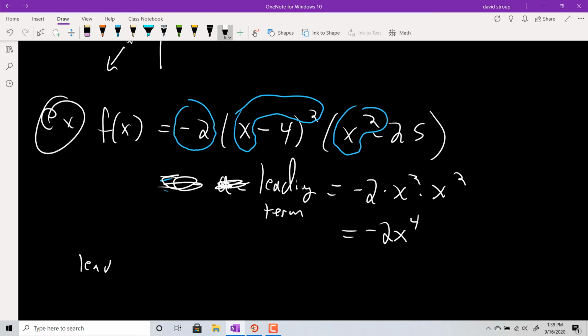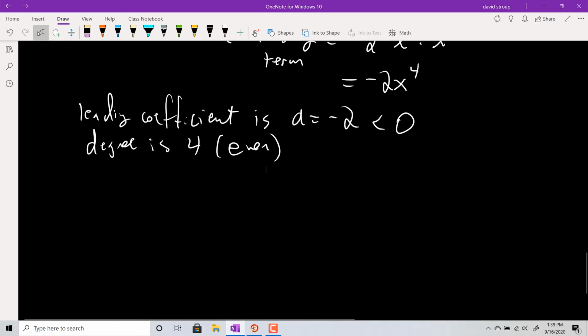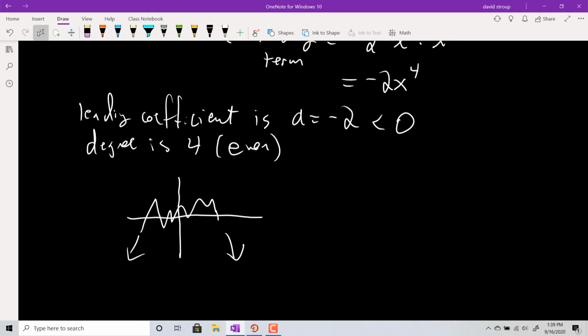So the leading coefficient is a, which is -2, which is less than 0, and the degree is 4, which is even. So we have a sad face parabola type behavior. On the ends, it'll do something like that, and then who knows what in between.